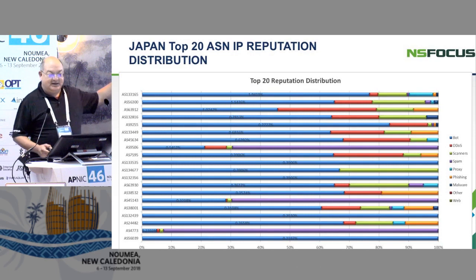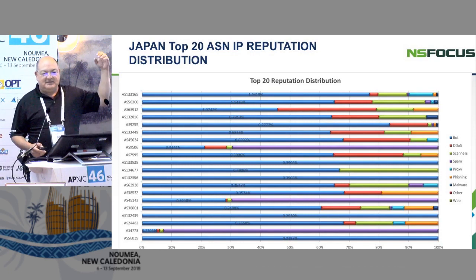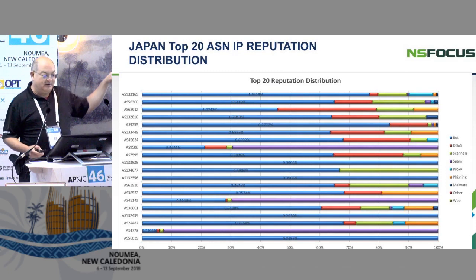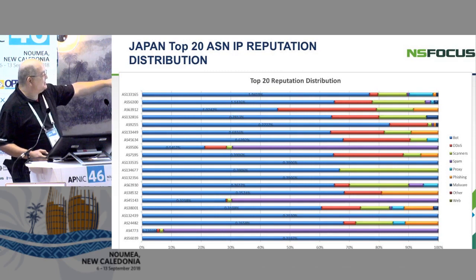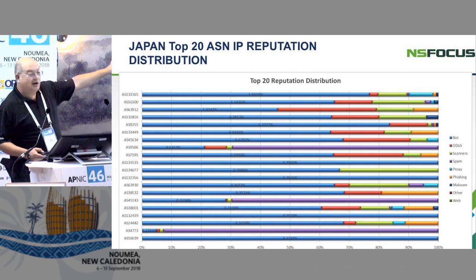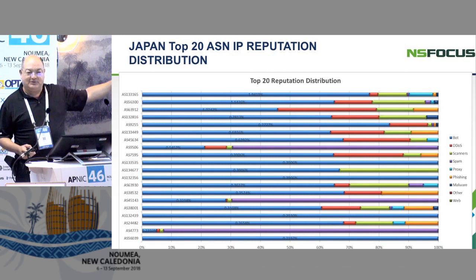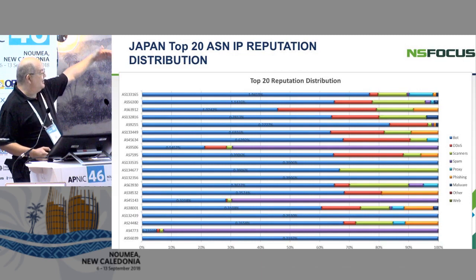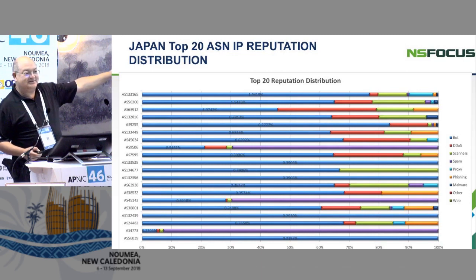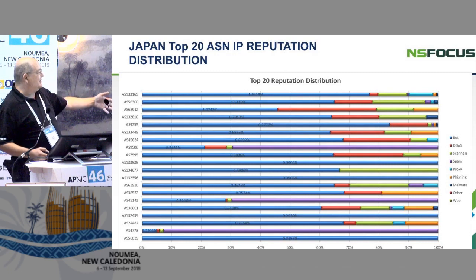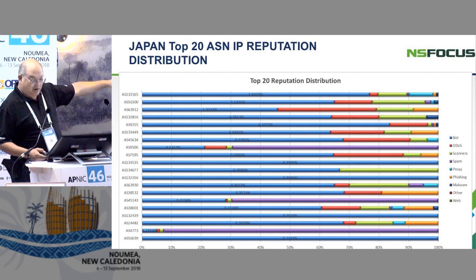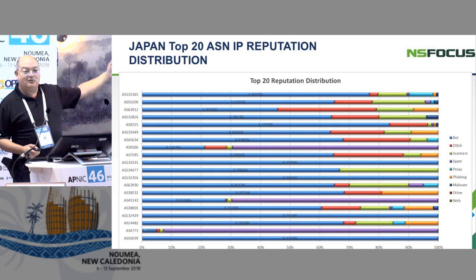If you look at Japan, we took the top 20 most infected ASNs in Japan just for fun. And if you look at the distribution here, you see the very long blue bars. When you look at the blue bars, that means that most of these infected IP addresses are botnets of some kind or another. And what's interesting here is that it's very consistent that the majority of IP addresses you see are some kind of botnet, and then there's a couple of places where it's not botnet so much as they too are mostly spammers.